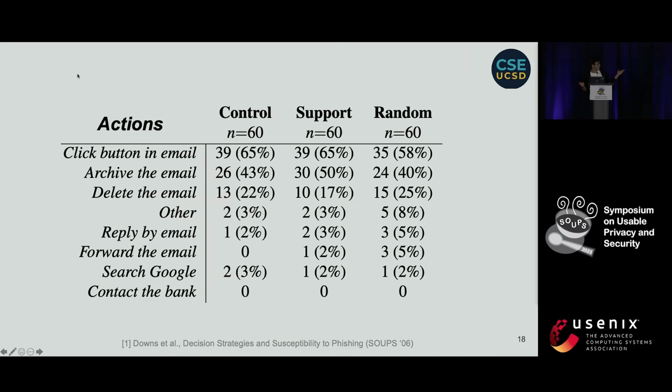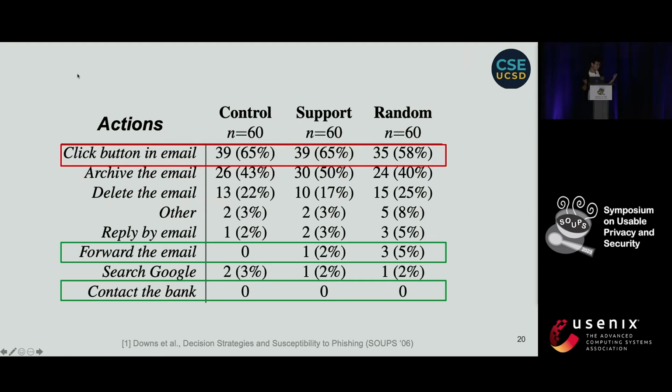You don't have to read this whole table. I'm just going to walk you through some of the most important results. The first thing we look at here is the first action, which is click button in the email. This is what we consider a more dangerous option. If you just eyeball the numbers, they're actually not that different across the three groups. Similarly, for the two actions highlighted here, which we consider safer actions, the numbers are also not that different.